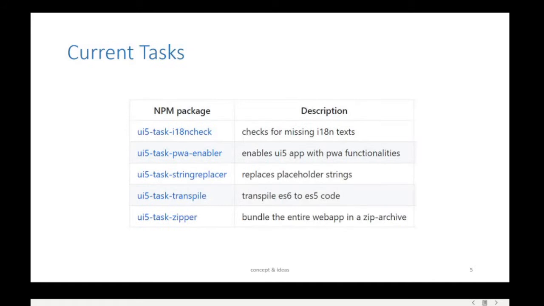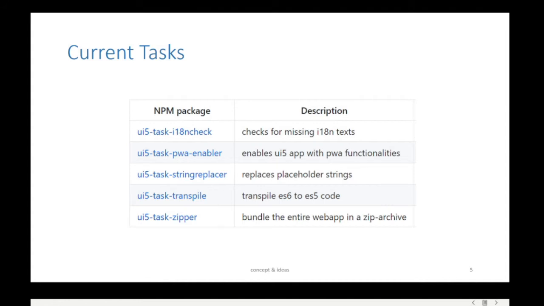So for current tasks, you can see there are 5 tasks in the community repository, and one is my own extension, internationalization check. It checks the XML views against internationalization files, property files. This extension doesn't change anything in the project. It only checks before building.